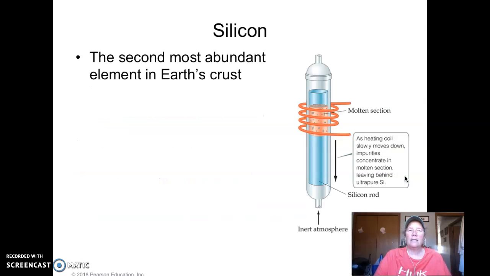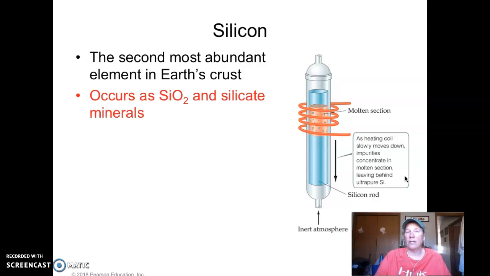Silicon is the second most abundant element in the Earth's crust next to oxygen. Silicon usually is silicon oxide, silicate materials or minerals. Silicon oxide could be sand.